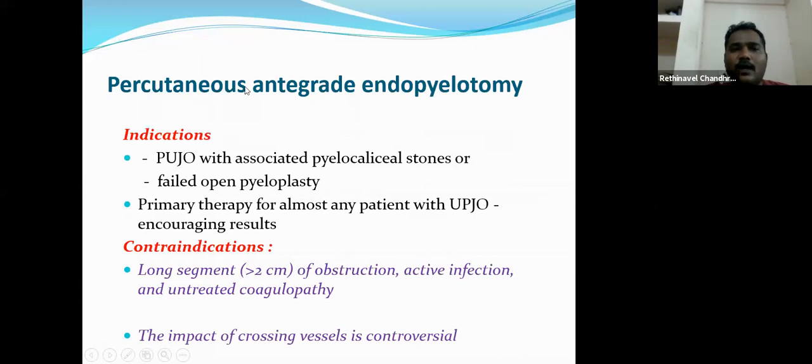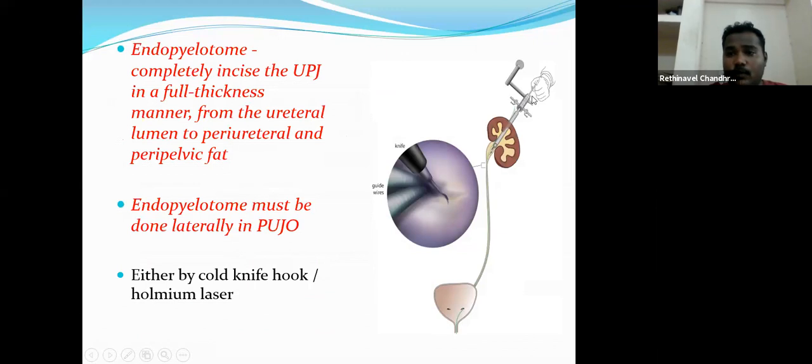Just to remember, in antegrade endopyelotomy, they puncture the kidney, put a nephroscope or a particular scope, put a guide wire, and cut this region. In the endopyelotomy, they will cut the obstructed PUJ part. This is also again a question asked: how will you cut? You should cut in a full thickness manner. As already told, ureter: mucosa, inner longitudinal, middle circular, and outer longitudinal. You should cut full thickness.